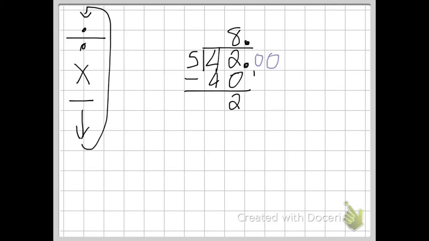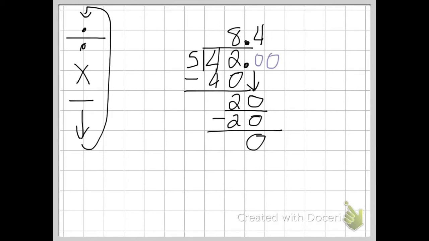So now I'm going to look at bringing down this 0. And then I divide. 20 divided by 5 is 4. 4 times 5 is 20, 0, and I'm done. So I could look at this and go, well, 8 and 4 tenths times 5 is 42.